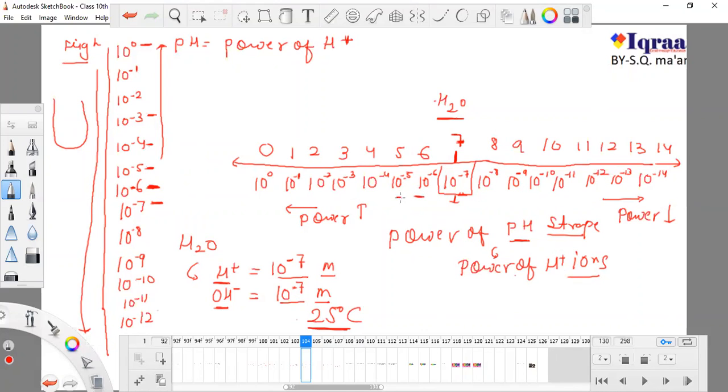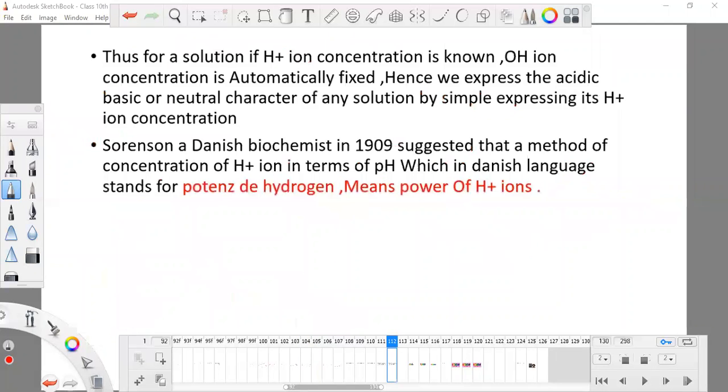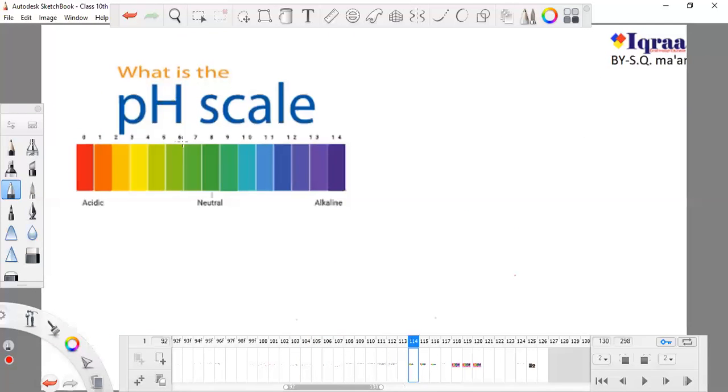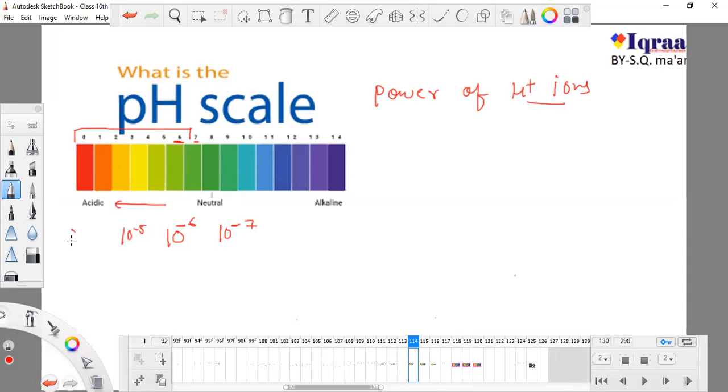Okay, so someone asks you, I'm using this chart, and if I say that 6 is more powerful than 7, what does it mean? It means that 10 to the power minus 6 is more powerful than 10 to the power minus 7, and this is a scale of power of H plus ions. So as you go here, the power of H plus ion increases, and that's why this side is acidic, because H plus ions are increasing here.